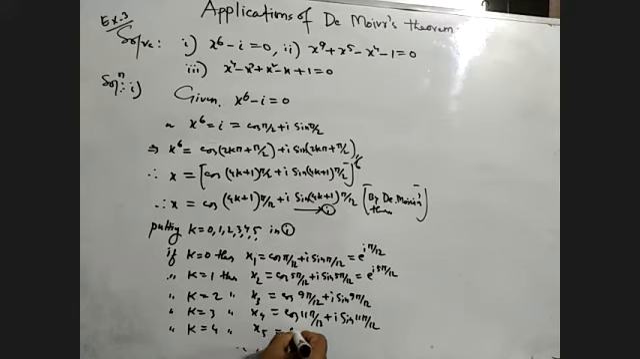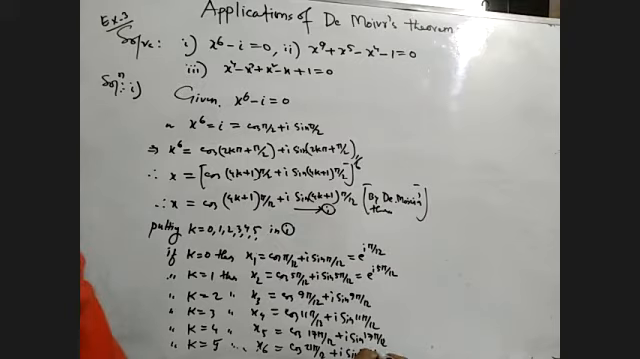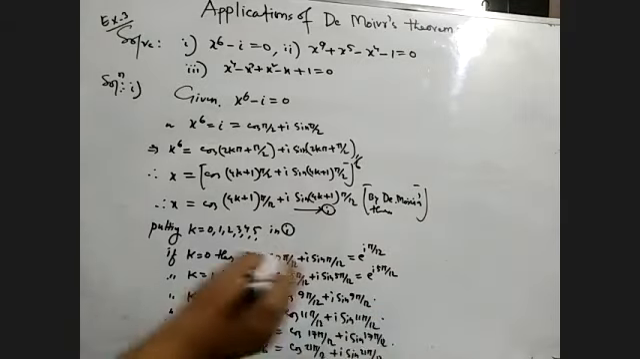This equals what will be? cos 17 pi by 12 plus i sin 17 pi by 12. Now the last value of k, 5. For k equals 5, sixth root: cos 21 pi by 12 plus i sin 21 pi by 12. This is all the result.